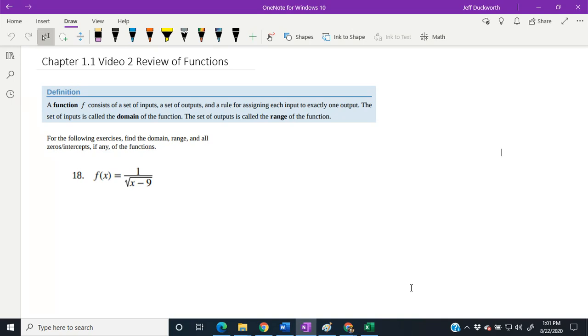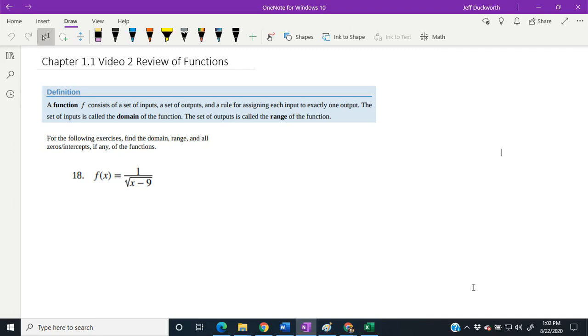And you can also look at it alphabetically. X precedes y and domain precedes range. That's how I remember which one's which. Okay, so I've got a function here, and we have to determine the domain and range, and then we'll get to zeros and intercepts if applicable.